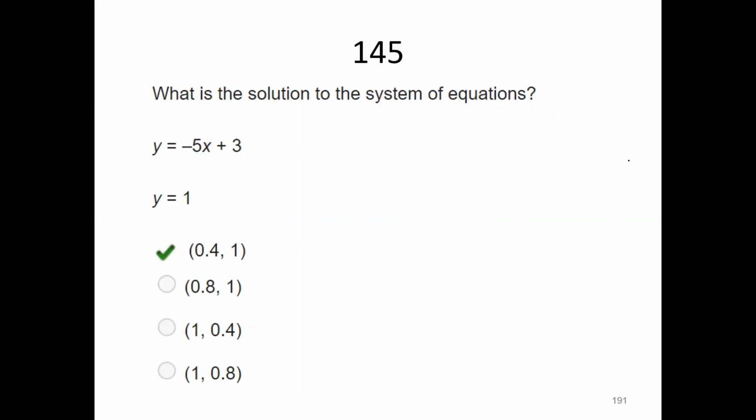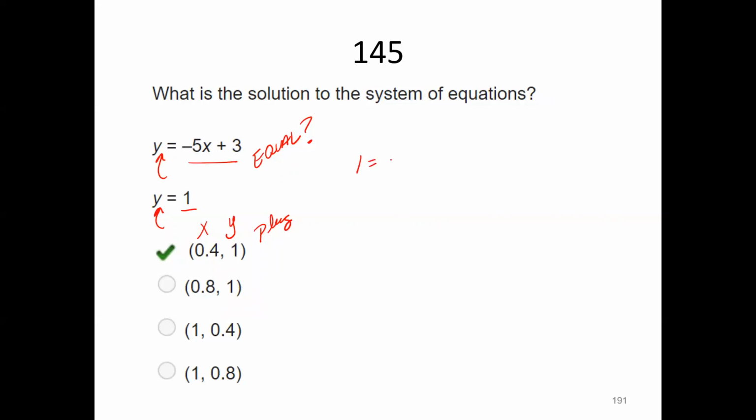145. What is a solution of this equation? So what you're going to do is a test trial of this. This is x and this is y. When you plug the x and y value into this equation and into this equation, it has to be equal to each other.